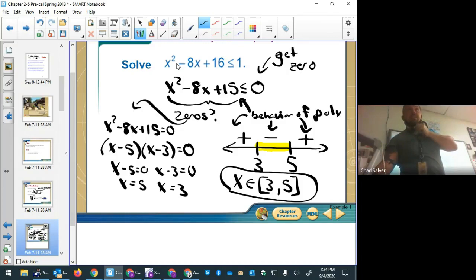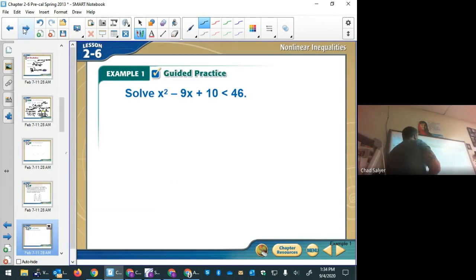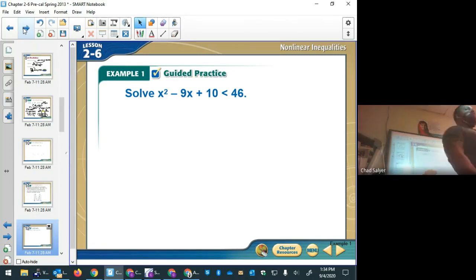Any questions about that example? Thoughts or comments? Cool. So let's talk about one here. See if you can do the same thing. Get this related to 0. Find the zeros, create a sign chart, figure out where the inequality is true. If you have trouble getting started, let me know and I'll come and help you.